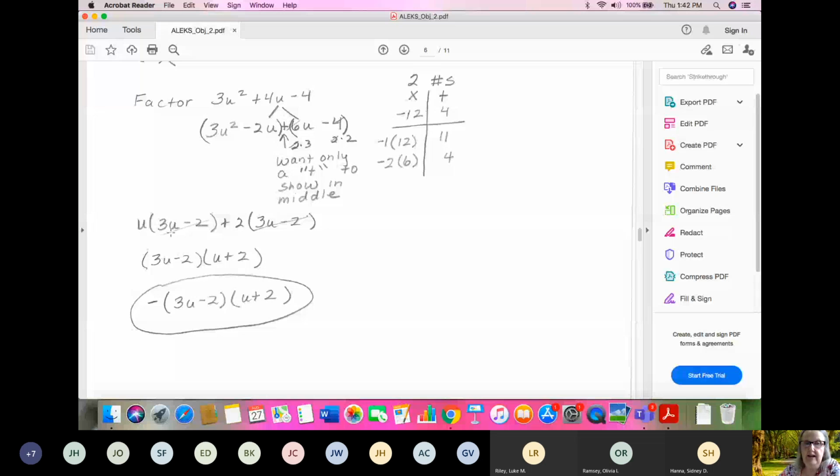This 3u minus 2 just represents some real number. We don't know what real number it represents. Do you see what I'm saying? Yeah. So this could be, say, u times 10 plus 2 times 10. And in that case, we could factor the 10 way out in front, and this would be 10 right here. Does that make more sense? Yes, thank you. You're welcome.